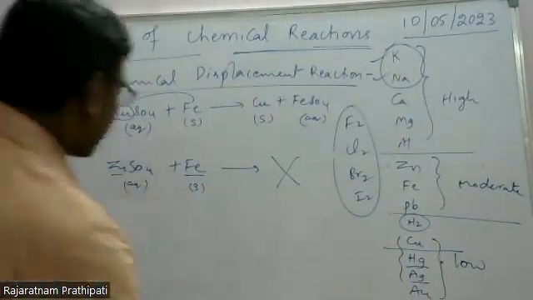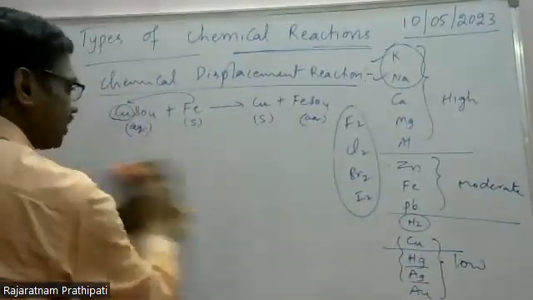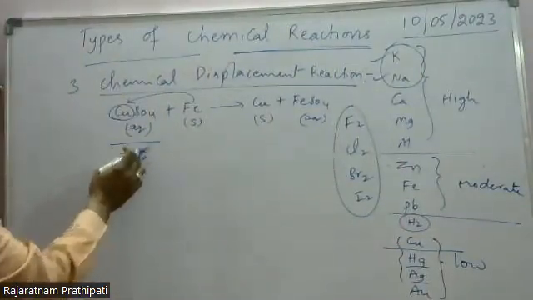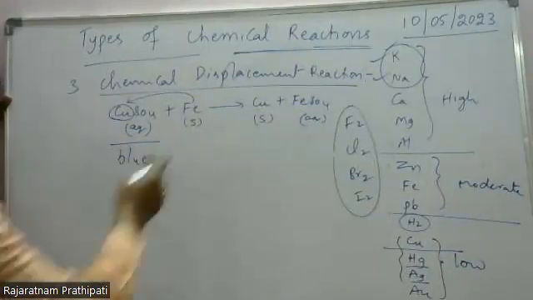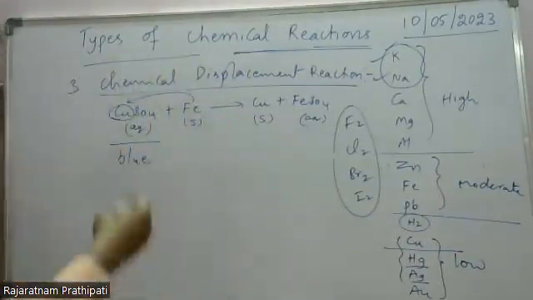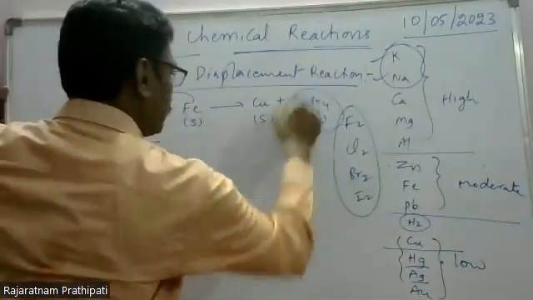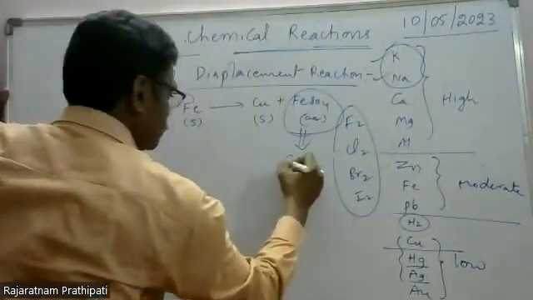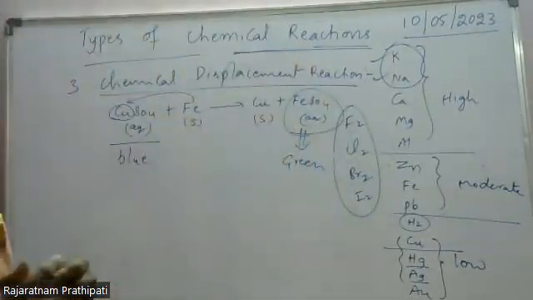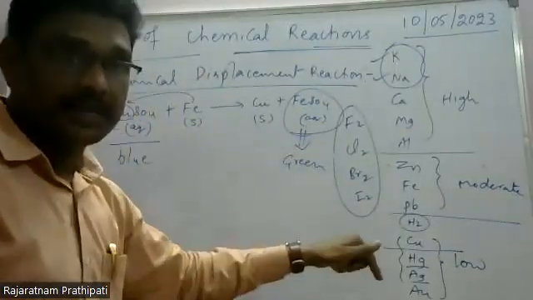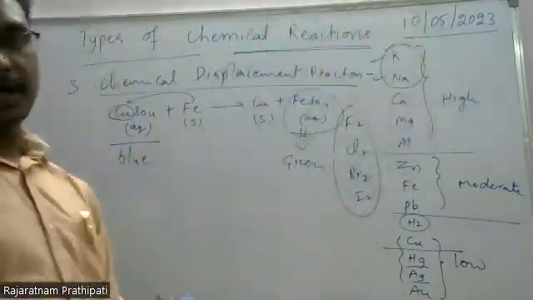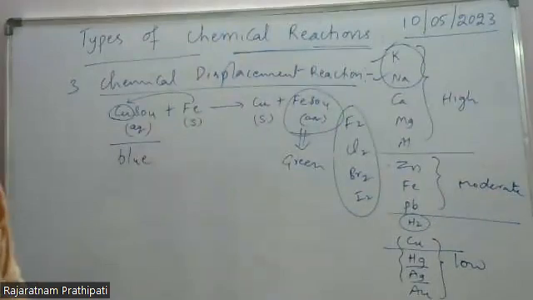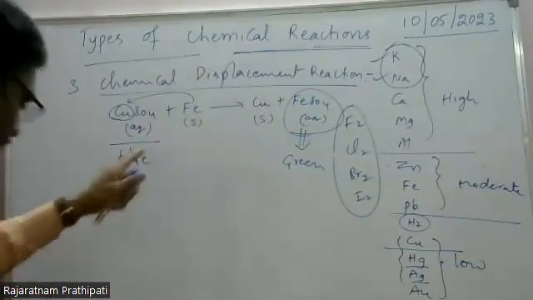And we observe the color changes also. In the first case, we observe color changes. Copper sulfate aqueous solution has a blue color. When iron nails are placed, after some time we observe the color changes. Blue color turns to green color. This color change represents that a displacement reaction has taken place. This is a metal displacement reaction. Is it clear?